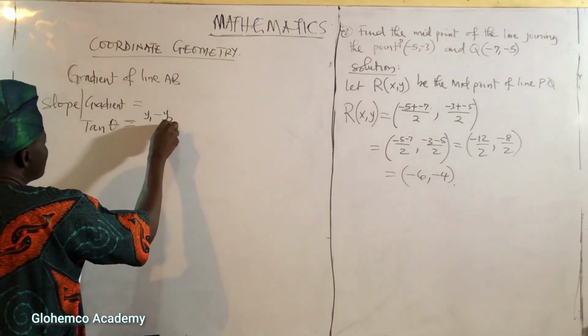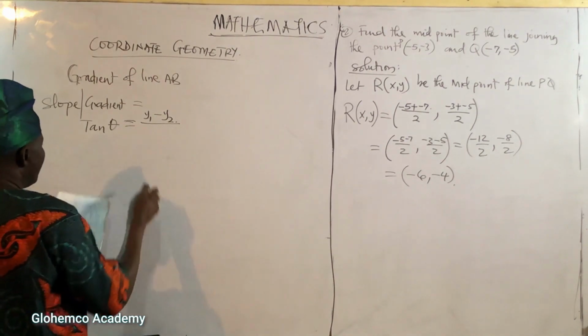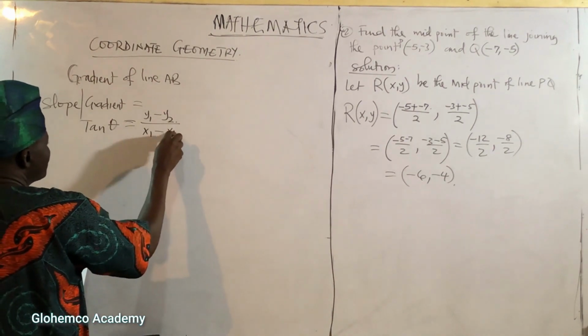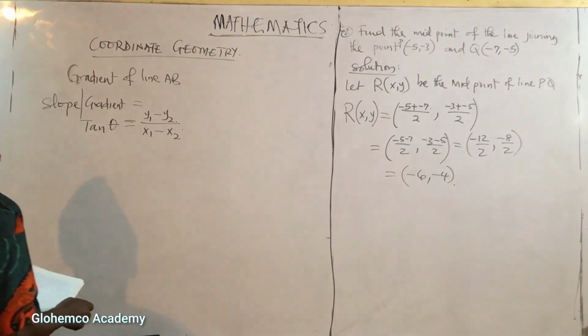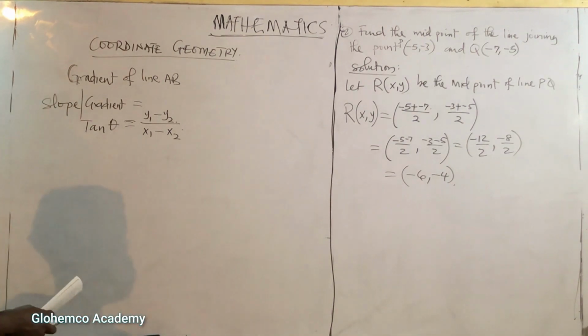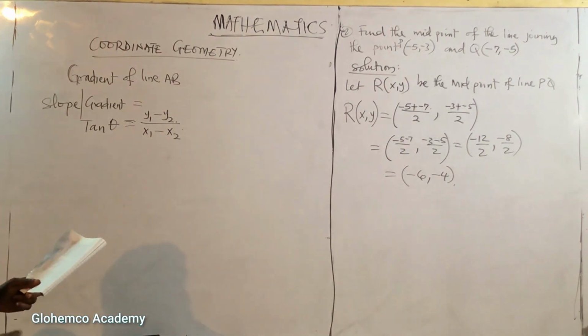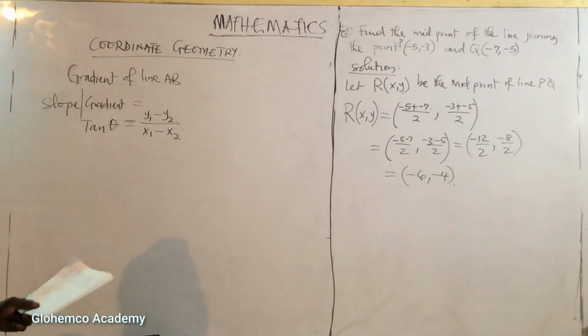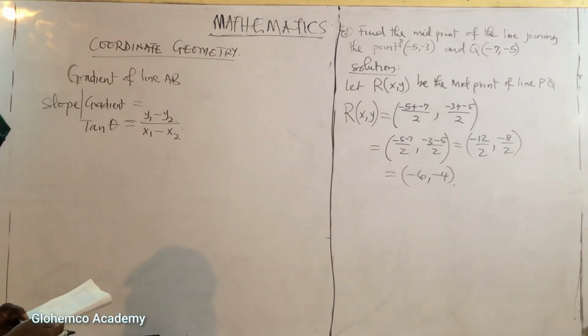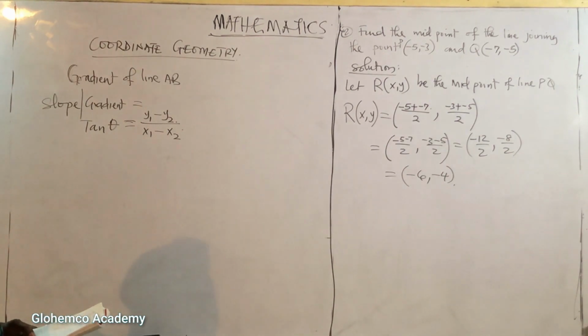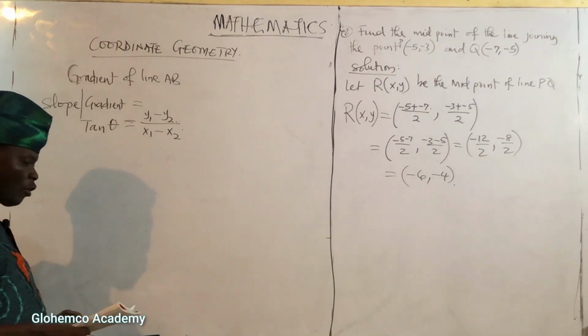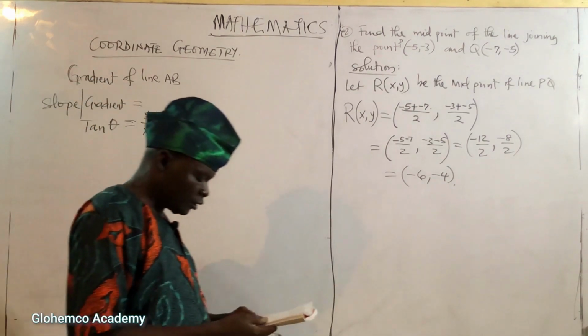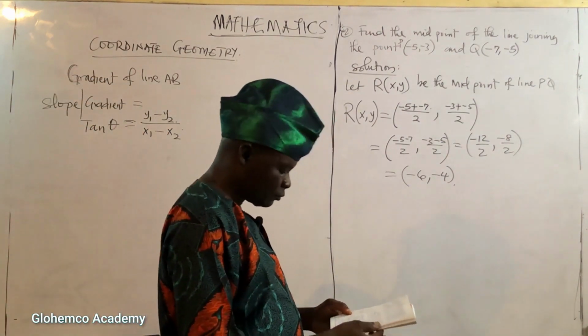Now, we notice that tan theta equals y1 minus y2 all over x1 minus x2. That is how to find the gradient of any particular question given to us.